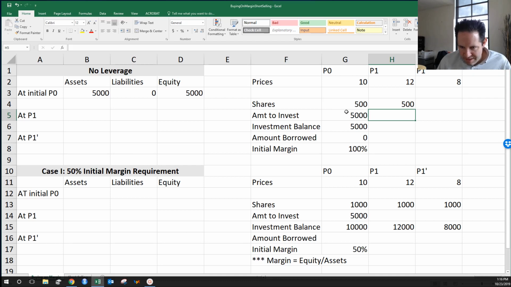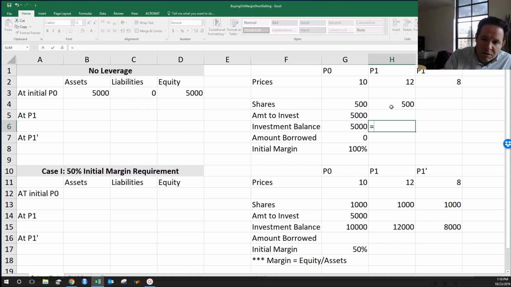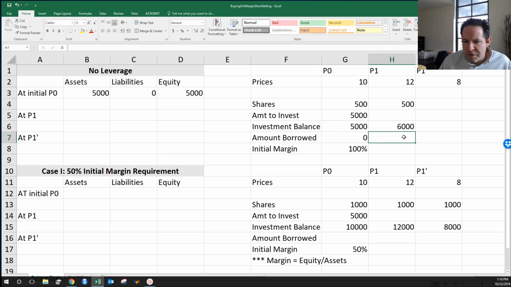We're not really thinking about amount to invest as a thing, but I guess then the question is, what is now your investment balance? Well, you have 500 shares. Now each of them is worth 12. So you get 500 shares times $12 per share. You have $6,000 now. Your amount borrowed is still 0. You didn't borrow anything, and that's how the position changed.